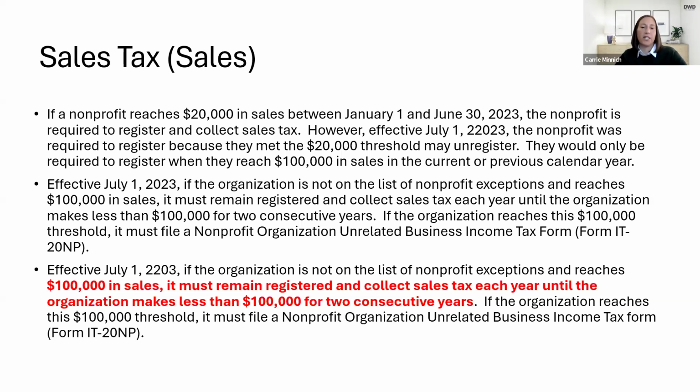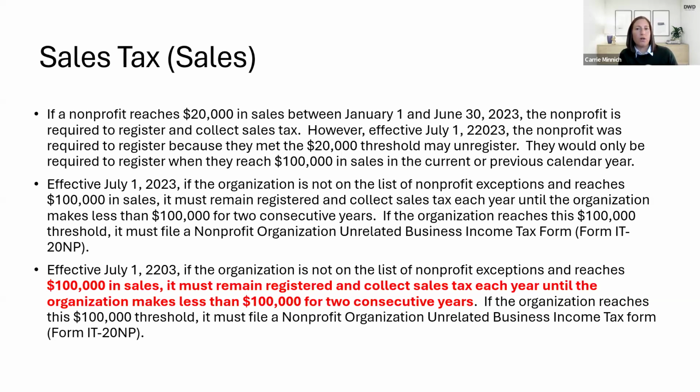So the rule now is once you hit $100,000, and this is for the tax year, January 1 to December 31, once you hit $100,000 in sales, that is going to trigger you to have to be registered to collect and remit sales tax. You then have to continue to collect and remit sales tax until you make less than $100,000 in sales for 2 consecutive years.